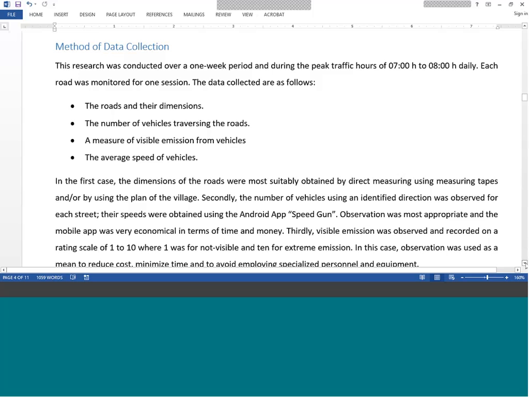So it's stating clearly that all the streets were monitored at the same time, at the peak, for a 1 week period during the peak hour traffic. All right, the data collected are as follows. The road and their dimensions, the number of vehicles traversing the road, a measure of visible emissions from vehicles, and the average speed of vehicles.